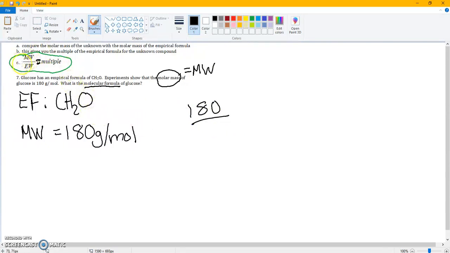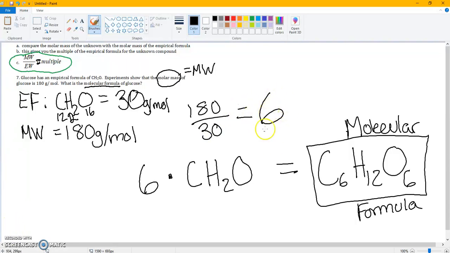it by the empirical weight, which is all of these guys added together. So the empirical weight is 30 grams per mole, because oxygen is 16, 2 hydrogens is 2, and carbon is 12. So I'm going to divide by 30, and this gets me my multiple, so then I can do 6 times my empirical formula, and I get my molecular formula, C6H12O6.